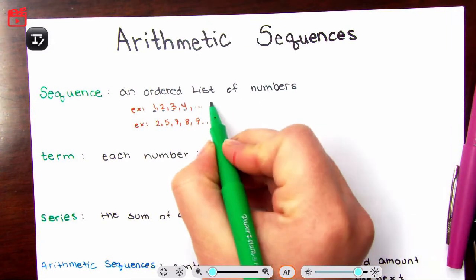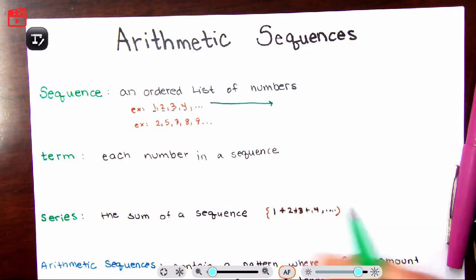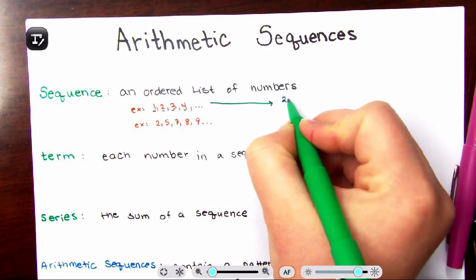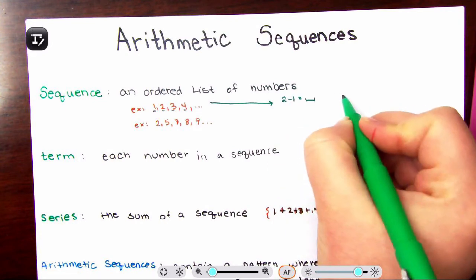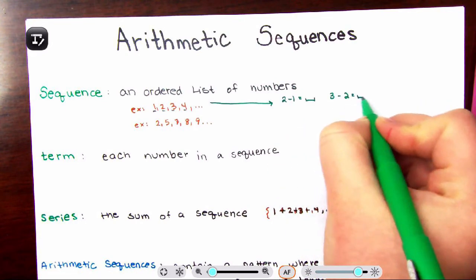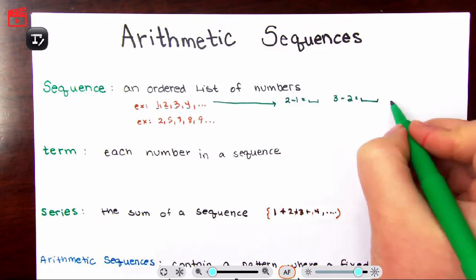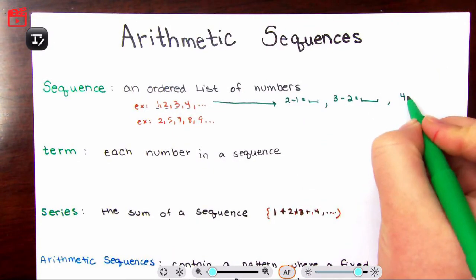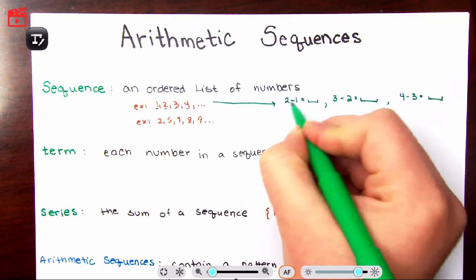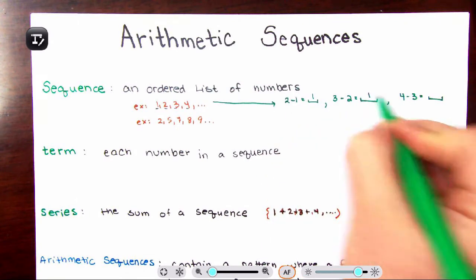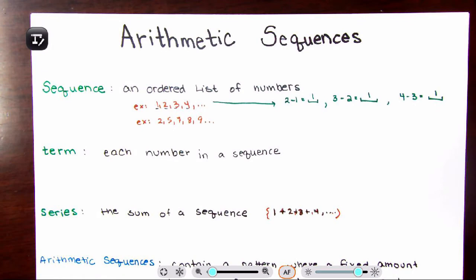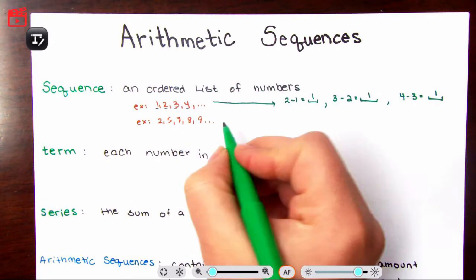So let's start with this first one here. To find our common difference, to see if our sequence is arithmetic, we're going to take 2 minus 1, see what that is. Then we're going to do 3 minus 2, see what that is. And we're going to do 4 minus 3 and see what that is. So 2 minus 1 is 1, 3 minus 2 is 1, 4 minus 3 is 1. So our first example of 1, 2, 3, 4 has a common difference of 1, meaning that our sequence is arithmetic.